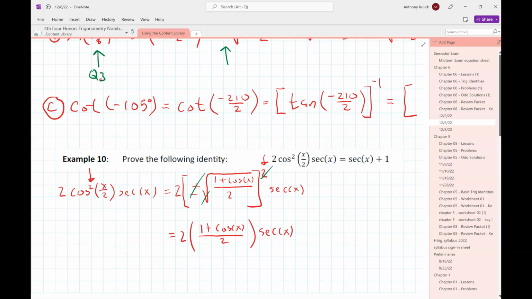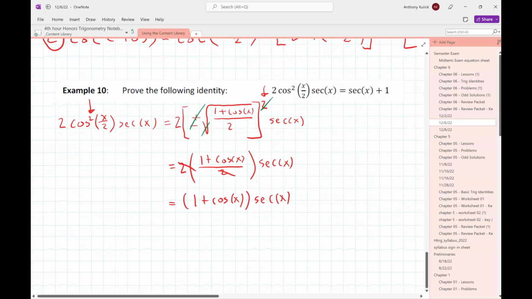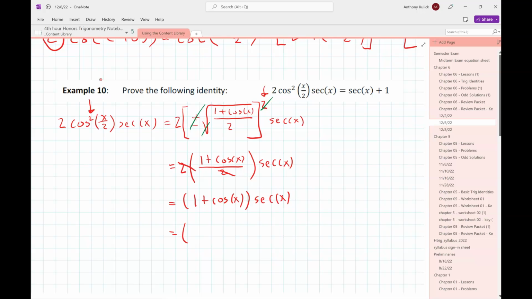What else do you notice now? Yeah, I love it. Feels like we're making some nice progress. Look at all the stuff that's canceling out here. Okay? And this is what I would do next. I'd rewrite cosine as 1 over secant.